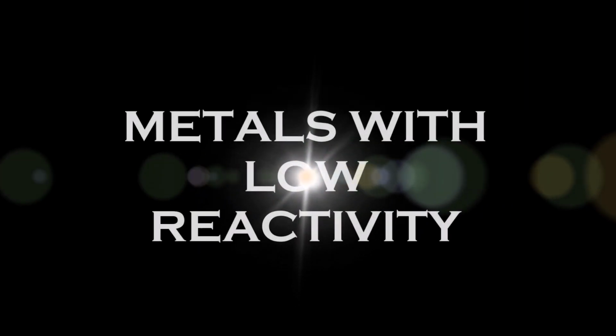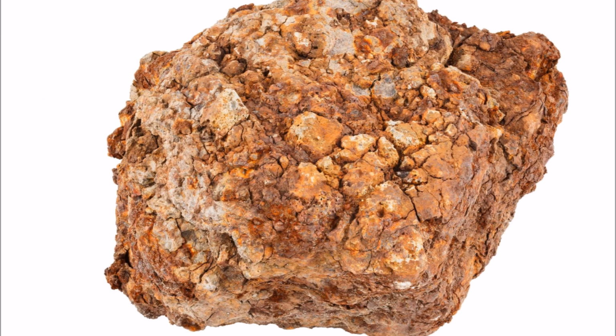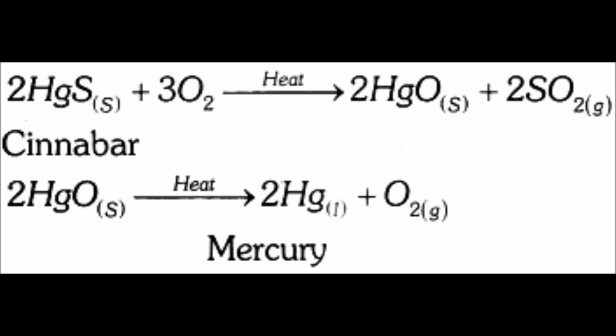Now, let's learn about extracting metals with low reactivity. Metals low in the activity series are very unreactive. The oxides of these metals can be reduced to metals by heating alone. For example, cinnabar, which is also called mercury sulfide, is an ore of mercury. When it is heated in air, it is first converted into mercuric oxide, HgO. Mercuric oxide is then reduced to mercury on further heating.